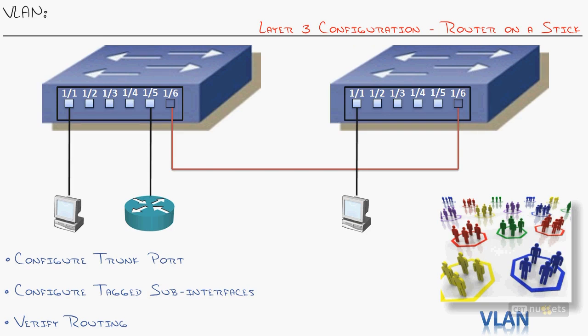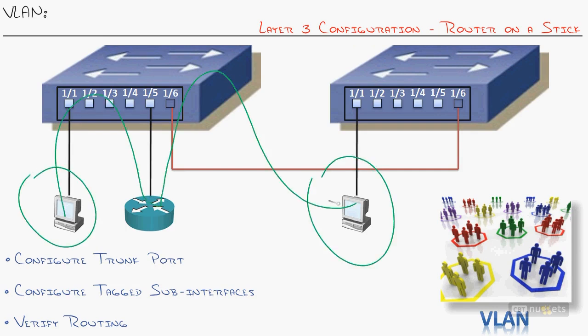So we have seen the configuration of a router on a stick. We've seen the devices configured in separate VLANs able to ping through that router on a stick, even though they are in separate VLANs, and reach each other. I hope this has been informative for you, and I'd like to thank you for viewing.